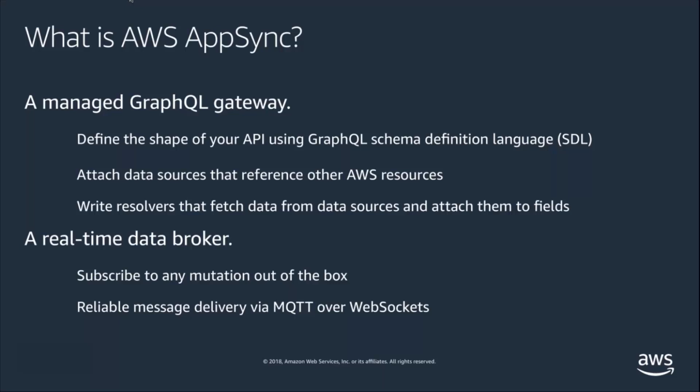AppSync is also a real-time data broker. This is useful for many web and mobile use cases where you need to stream data from the cloud into your application and potentially to specific devices. Out of the box, AppSync will provide a subscription broker using MQTT over WebSockets that allows you to easily stream information from any data source through an AppSync API and down to connected clients.